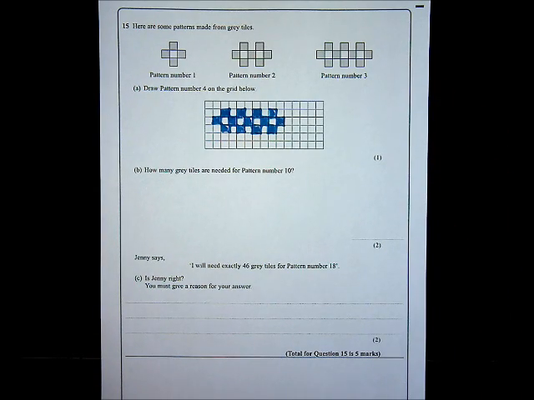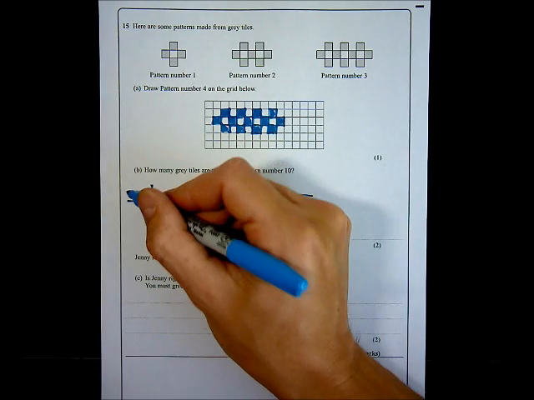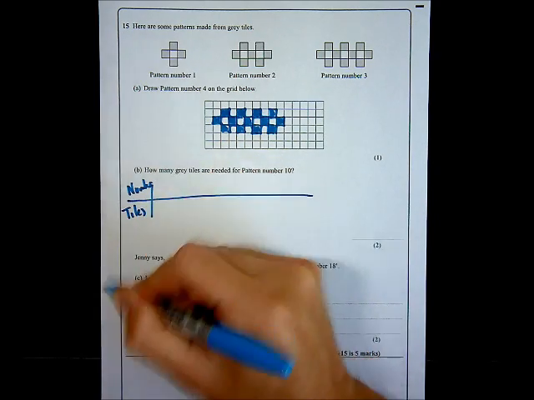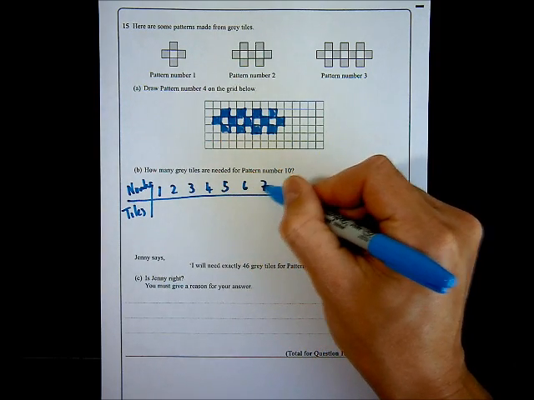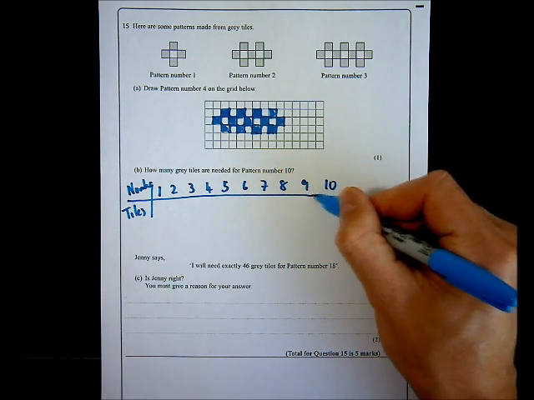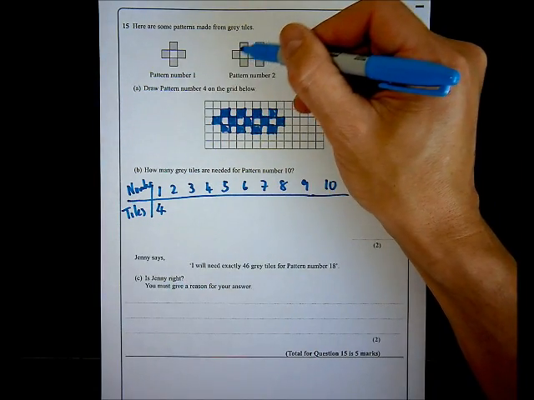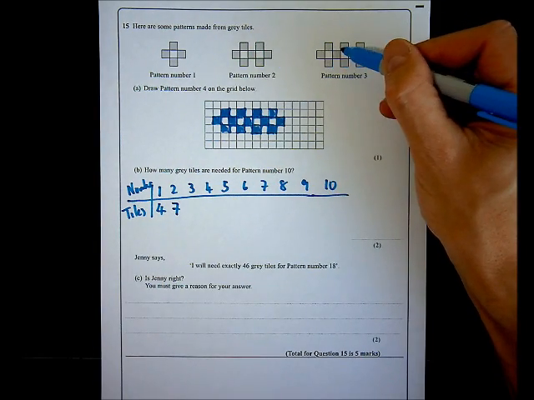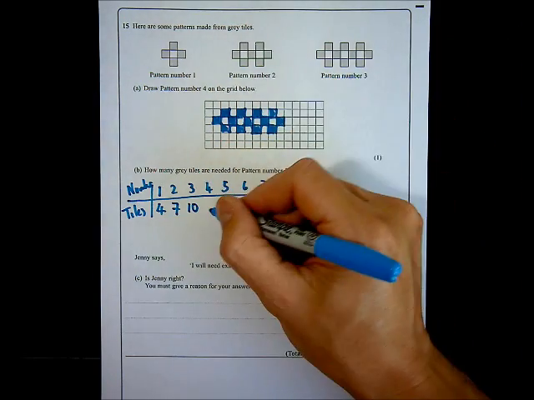In part B, I'm asked how many grey tiles are needed for pattern number 10. So what I'm going to do is I'm going to create a little table, and I'm going to go pattern number on the top, and I'm going to have the tiles on the bottom. So my pattern number needs to go from 1 to 10. And in the first pattern, I've got 4 grey tiles. And in the second one, I've got 1, 2, 3, 4, 5, 6, 7. And in the third one, if I counted here, I would see that I've got 13.